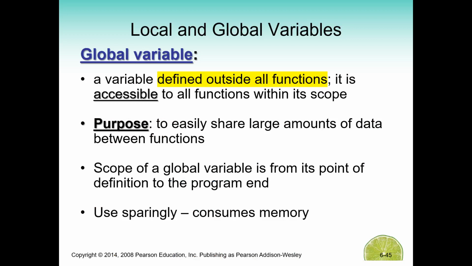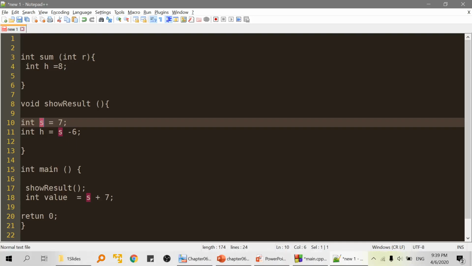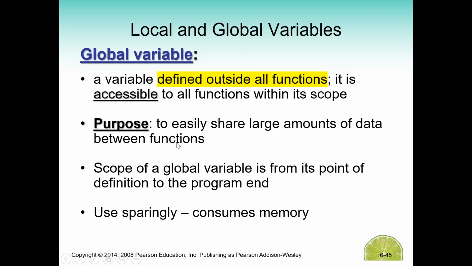A global variable is defined outside all the functions and is accessible from all the functions. Its scope is from the point of definition until the end of the program, not until the end of the function. Meaning the entire program will be the scope of that global variable. So this is the purpose: to easily share a large amount of data between functions, to make things kind of easy. But you need to be careful when defining a global variable.